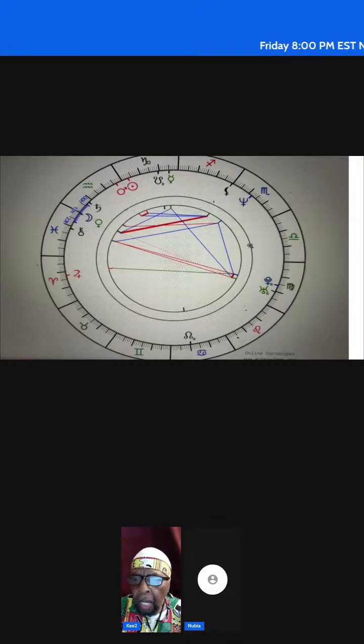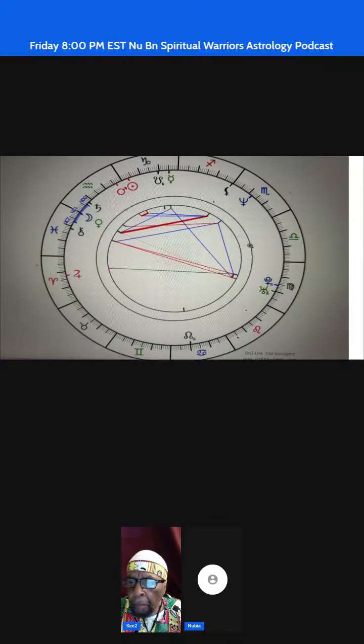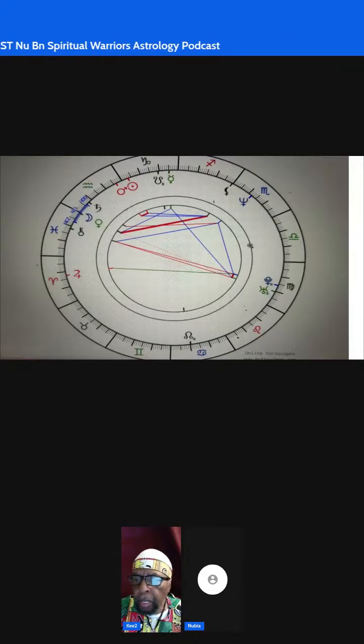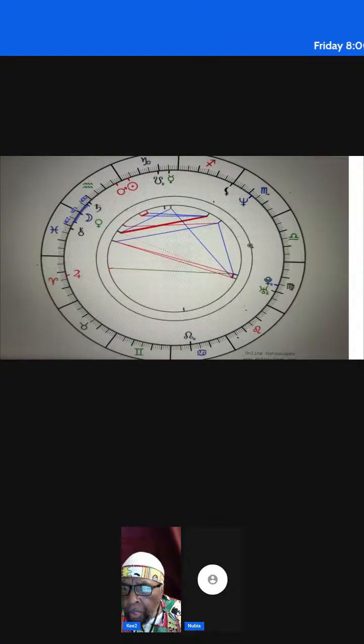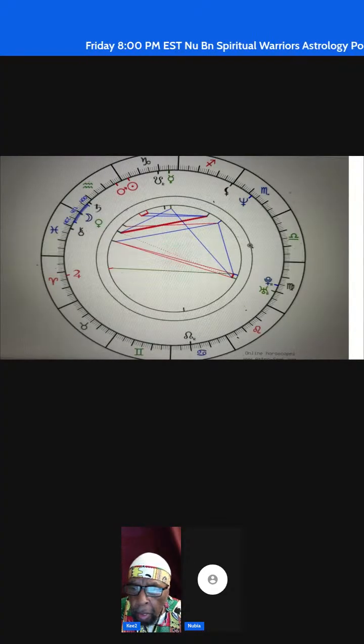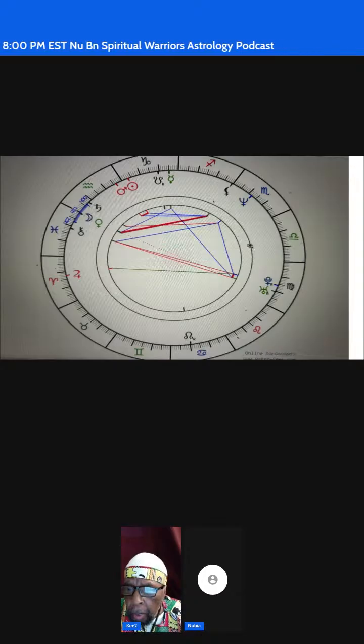Okay. Now I have someone that's commenting that my process starts with the ruler of the ascendant, which is Mars, the ruler of the chart. Mars is day to day or daily routines, appearances, daily affairs.